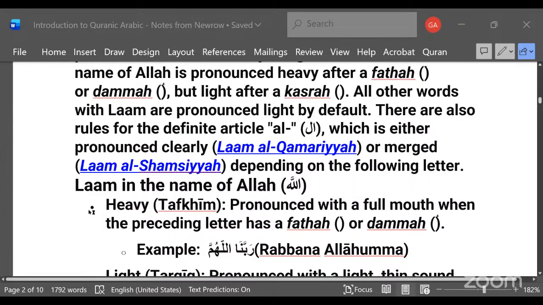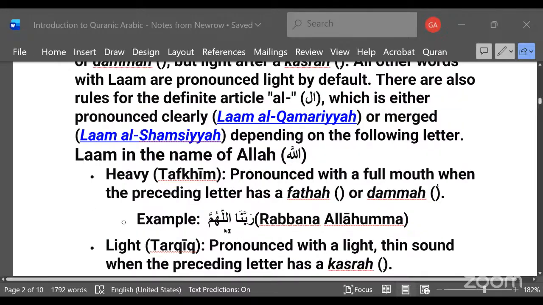A'udhu billahi, because the ba with kasra comes before the word Allah. And it is heavy, tafkhim, pronounced with a full mouth, when the preceding letter has a fatha or dhamma. So this is about the word Allah.